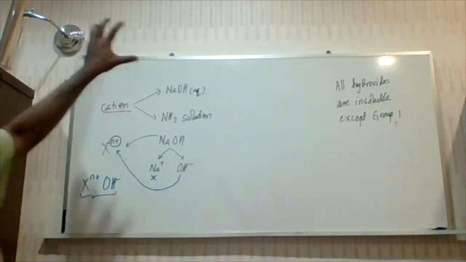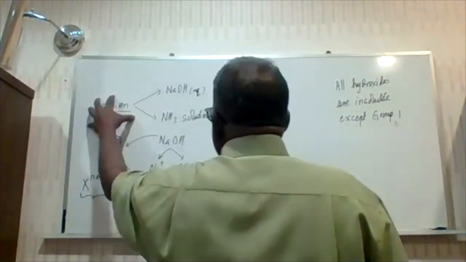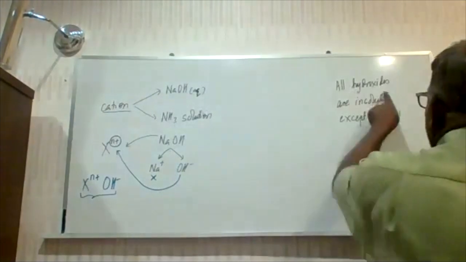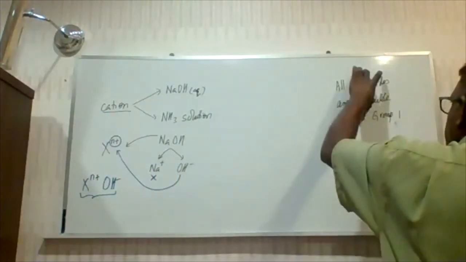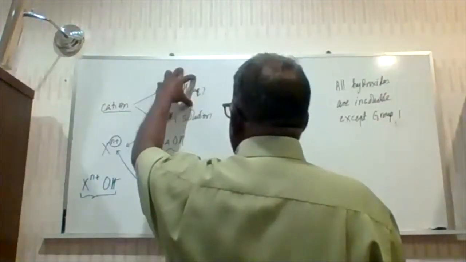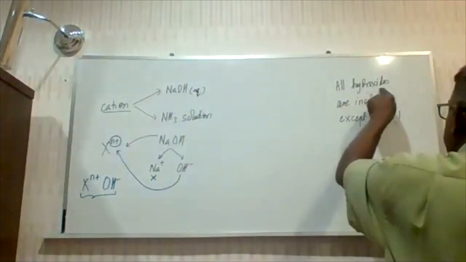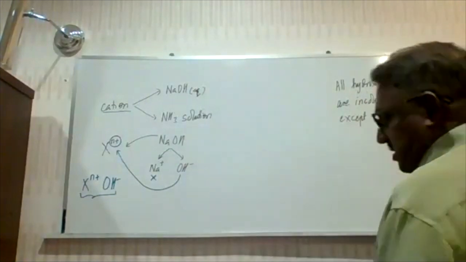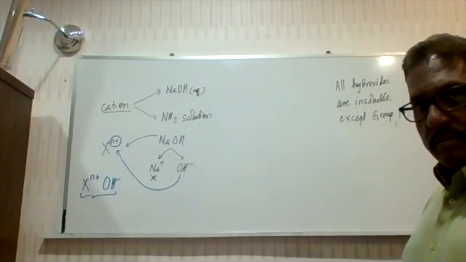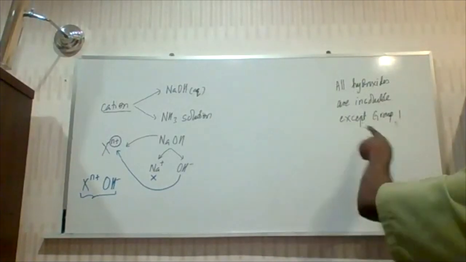That means for this test, the cations that can be tested using sodium hydroxide are all cations whose hydroxides are insoluble. That's the basis. What type of cation is tested using sodium hydroxide and ammonia solution? Cations whose hydroxides are insoluble. Capture that. And now ask yourself, what hydroxides are insoluble? Most of the hydroxides, except group 1.